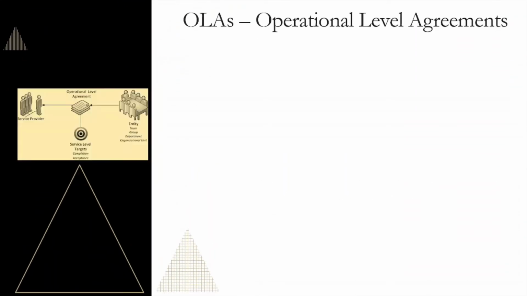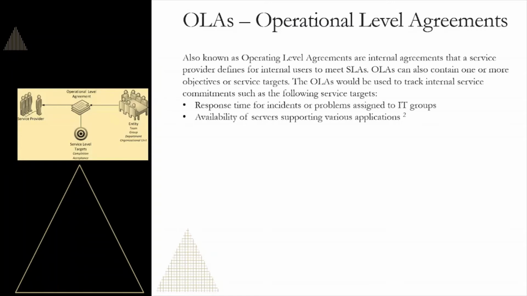Operational level agreement. This is OLAs, which is more internal than the SLAs. Also known as operating level agreements. Operational or operating, they are internal agreements that a service provider defines for internal users to meet SLAs. OLAs can also contain one or more objectives or service targets.